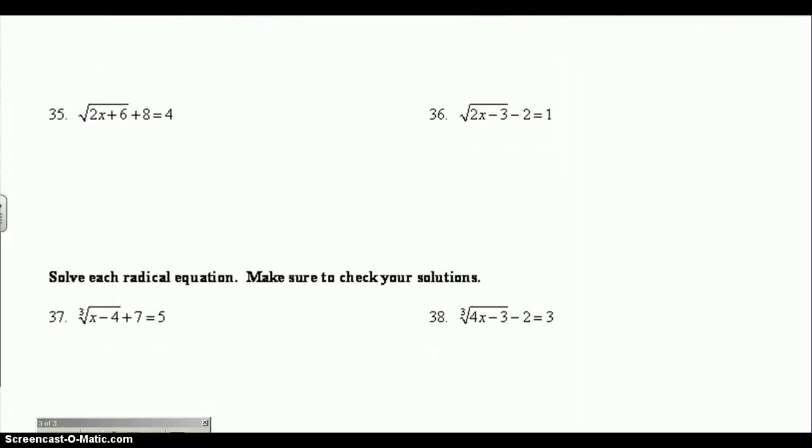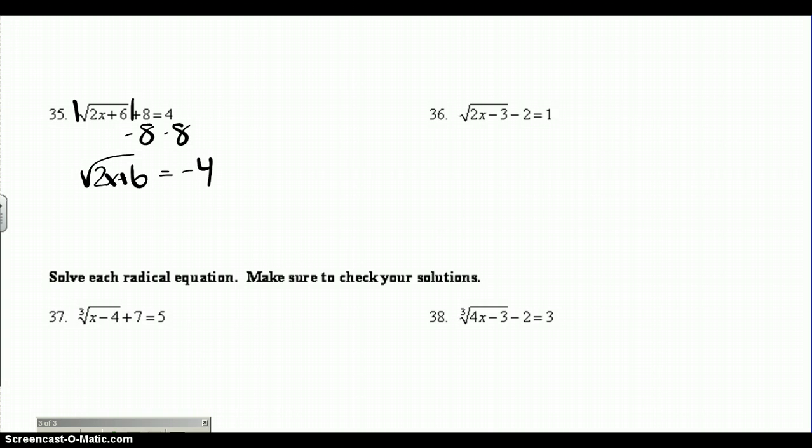Okay, only 4 more problems to go. 35 and 36, we need to isolate the radical first. That means I need to see how the only thing being raised to the radical is 2x plus 6. So I need to get this 8 to the other side. So if I subtract both sides by 8, you can see I should have the square root of 2x plus 6 equals negative 4.